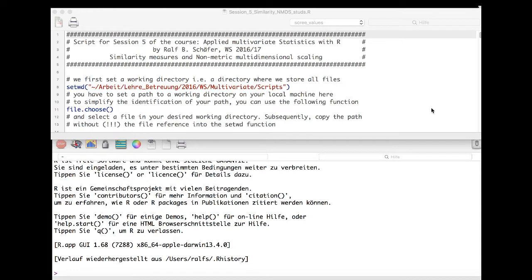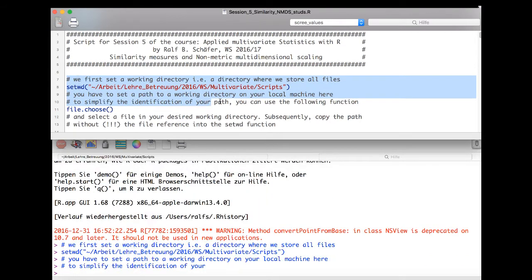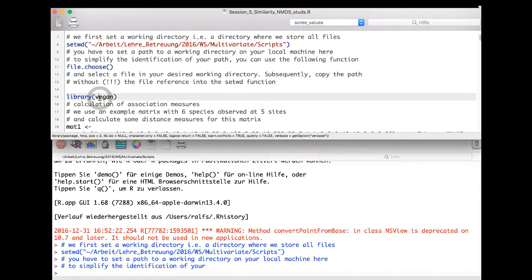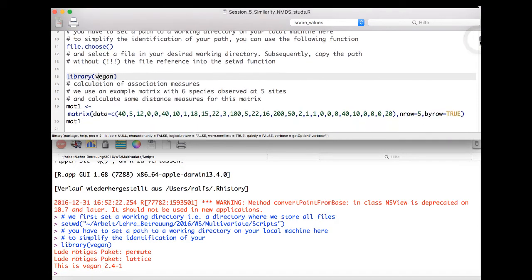In this session we look at similarity measures and non-metric multidimensional scaling. First we set the working directory and then we load the library vegan, which we use for the calculation of the different association measures.